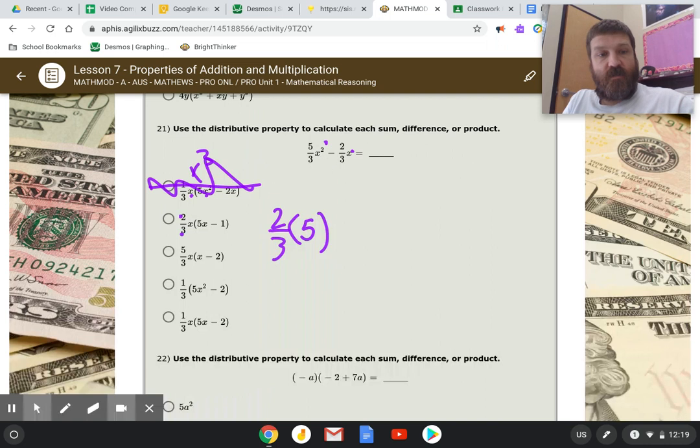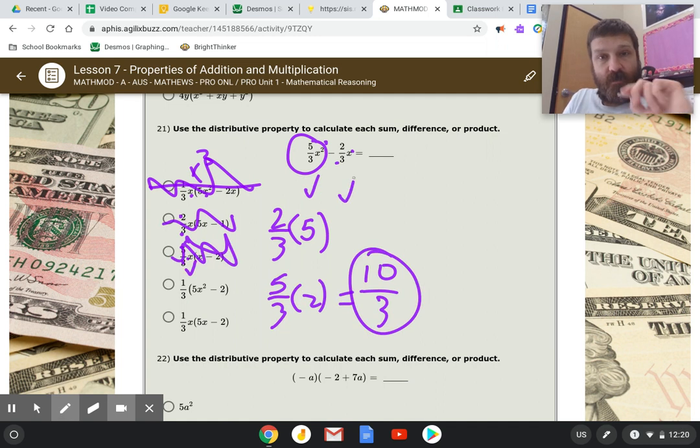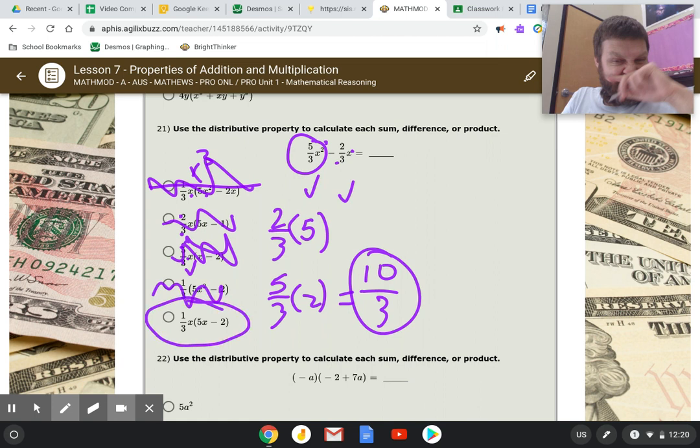That is not correct because this is not 10/3, it's 5/3. That cannot be the answer. And so I just go from there. I need to again confirm 5/3 times, okay, that works, but then 5/3 times 2 is also going to be 10/3. That is not what's there. That's incorrect. 1/3 times 5, that gives me 5/3. 1/3 times 2, that gives me 2/3. Problem is there's no x in the second term. So it has to be the last answer choice.